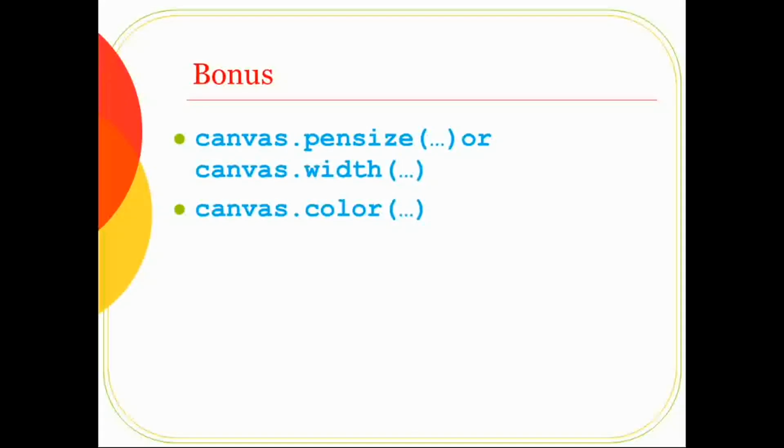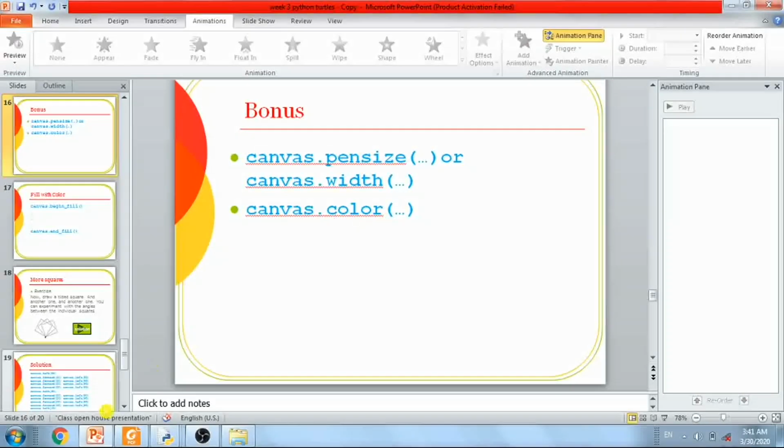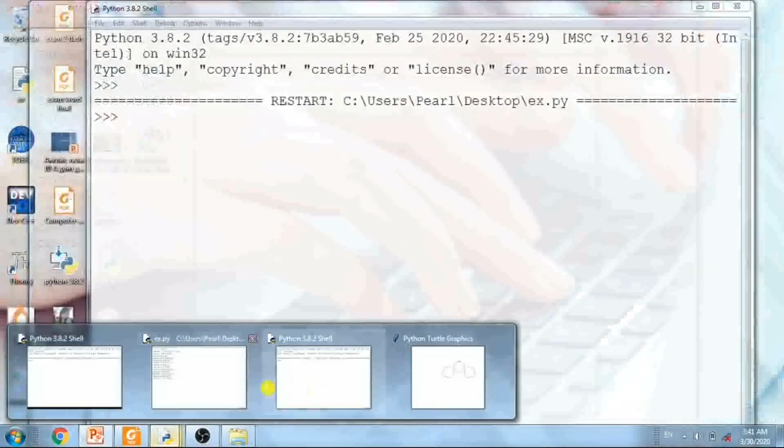If you want to get creative, you can modify your shape with the pen size, width, and color functions. These functions we also call properties. So what does the pen size property do? With the help of this function, you can change the size of a line. With the help of the color property, you can change the color of a line.